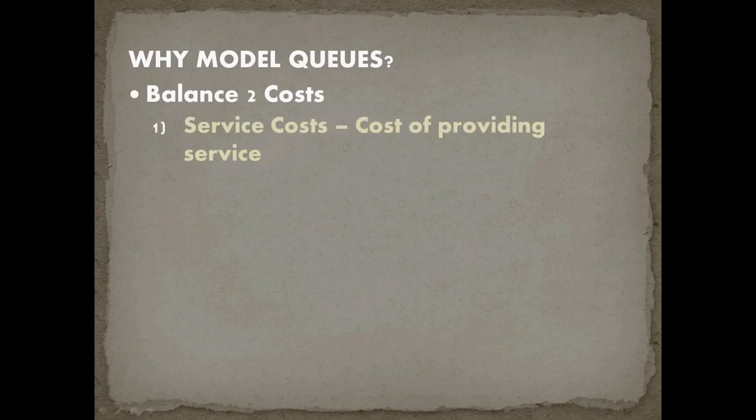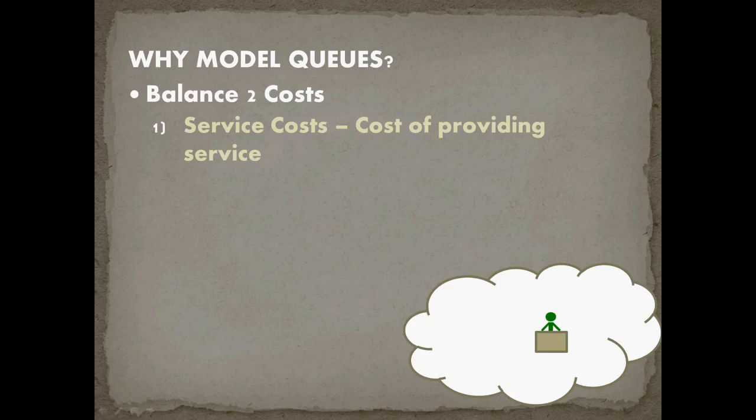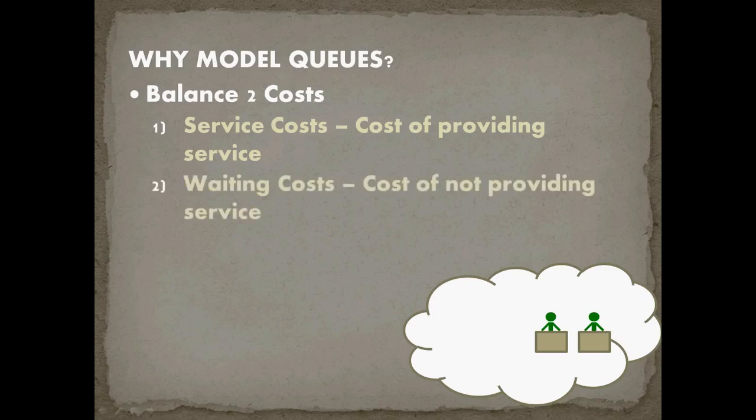So why do businesses model queues? The answer is to balance two costs. The first cost is service cost, and this is the cost of providing service. Do I have one person helping my customers, or do I have two people helping my customers? Service costs are linear because I know how much I'm going to have to pay for each additional server I have. The second cost is waiting cost, and this is essentially the cost of not providing service.